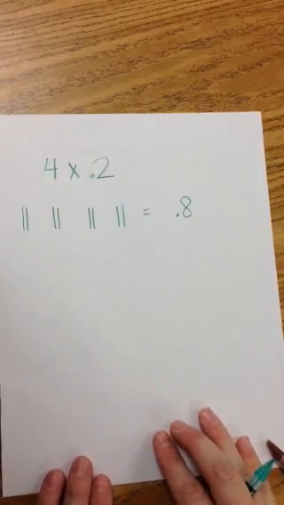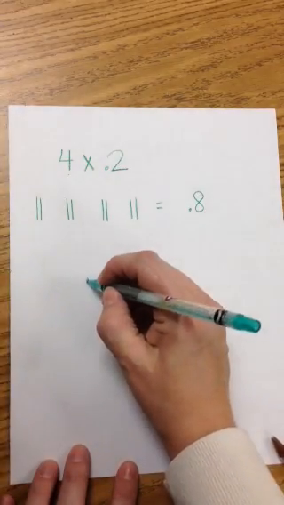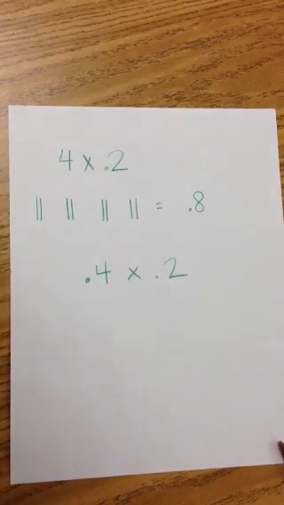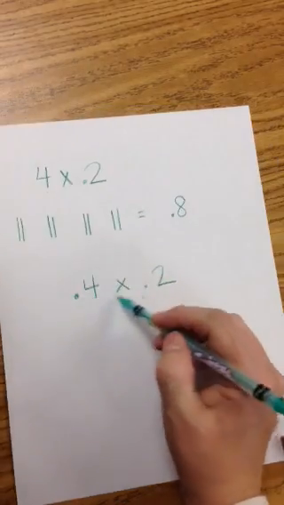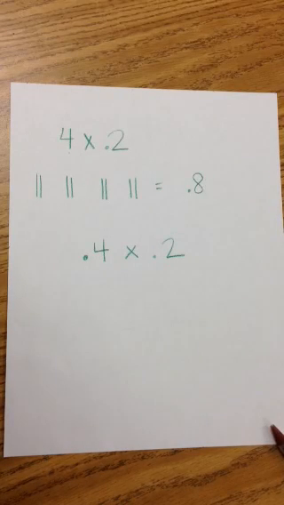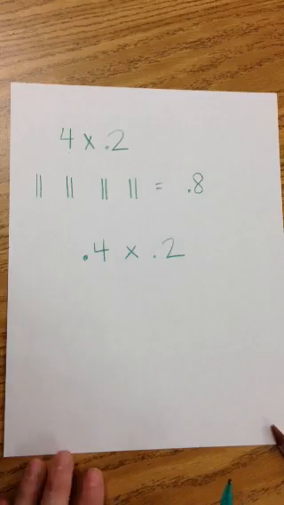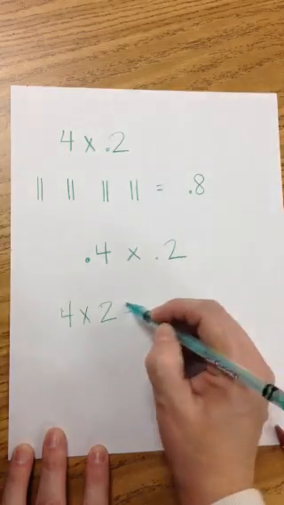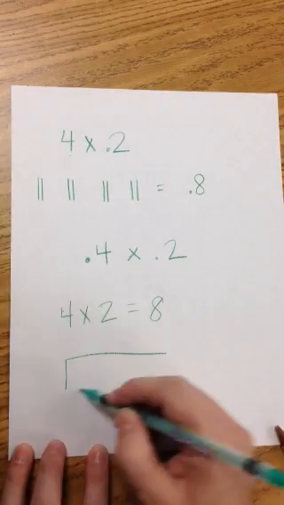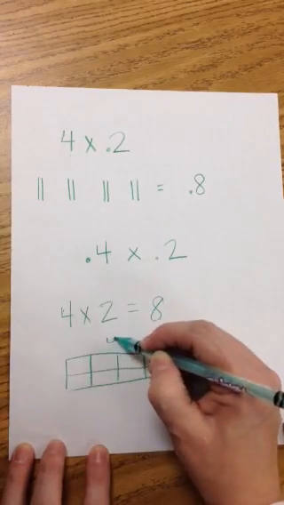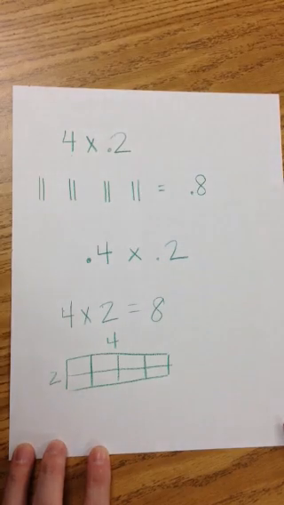Unfortunately, when we get to a problem that has 2 decimals, for example, if I wanted to show you 4 tenths times 2 tenths, that becomes a little bit more difficult because I don't have a whole number of groups to use to show you that. So instead what we'll do is we will look at how we can draw a model of that. So I can show you that 4 times 2 is equal to 8 by showing you an array, which is 4 long by 2 wide.